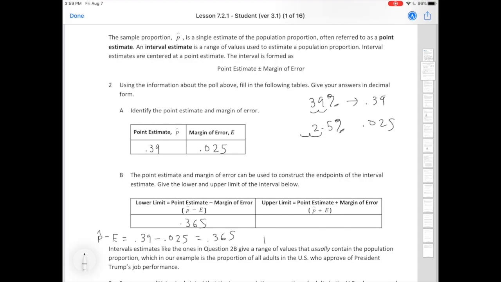Okay. Now let's do the other one. What happens if we take p hat and add the margin of error to it? This is taking 0.39 and adding 0.025, and then we end up with 0.415. That's going to go right here.